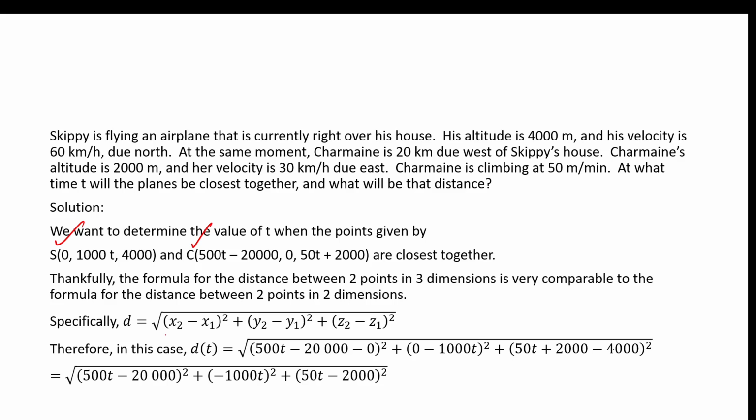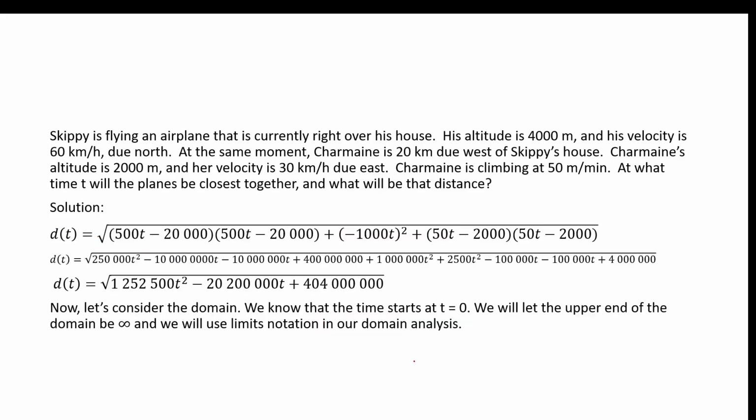We just keep the formula the same, but we also add in an extra z2 minus z1 quantity squared underneath the square root. So plugging in our components, we'll say C minus S, we have 500t minus 20,000 minus 0 right here. And then we have 0 minus 1,000t right here. And we have 50t plus 2,000 minus 4,000 right here.